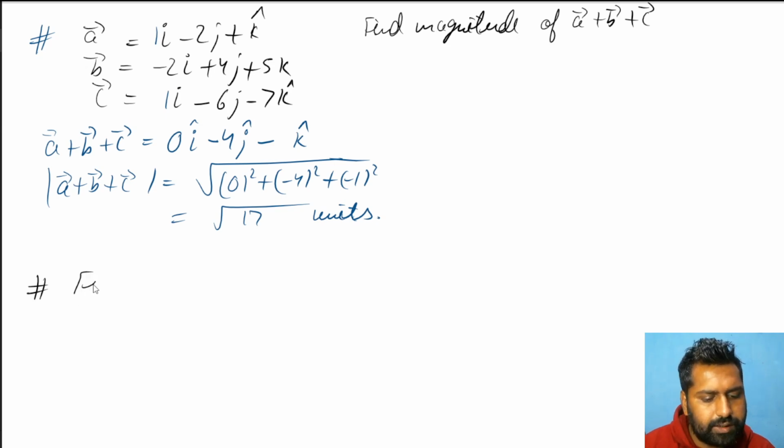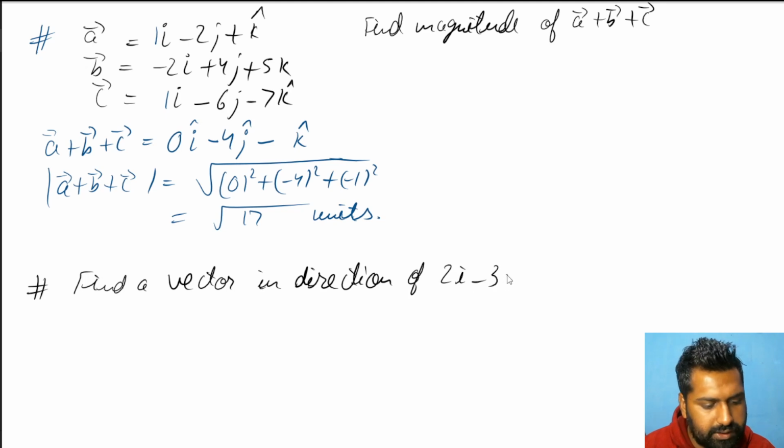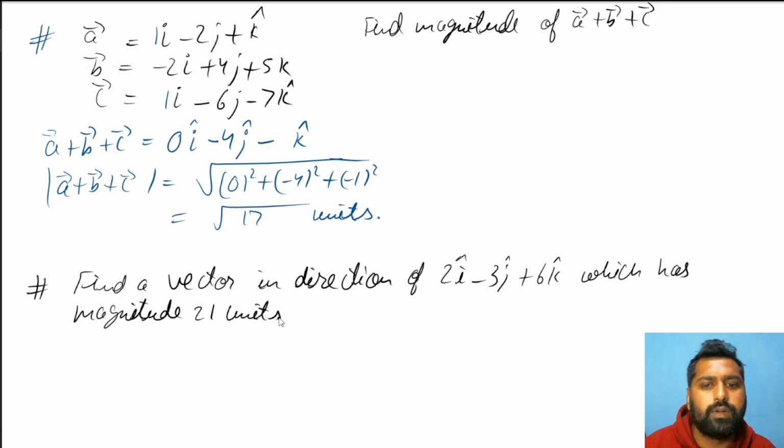The question is: find a vector in the direction of 2i minus 3j plus 6k, which has magnitude 21 units. So you have to find a vector which is in the same direction as this, just that the magnitude should be 21.